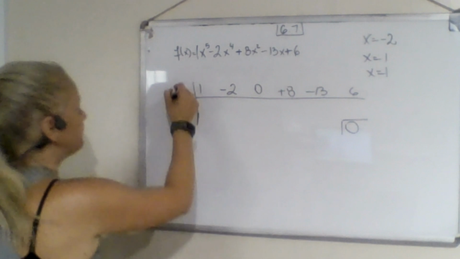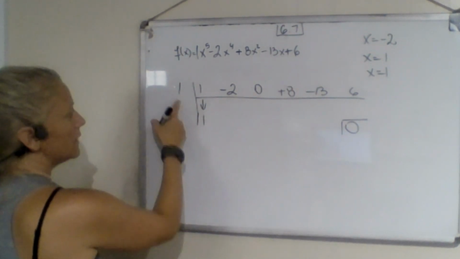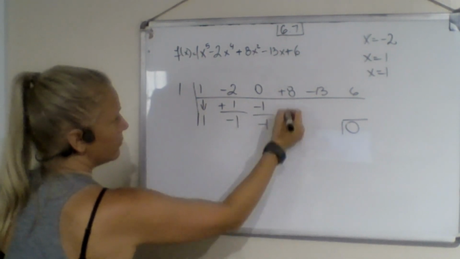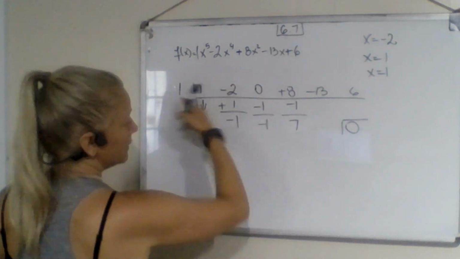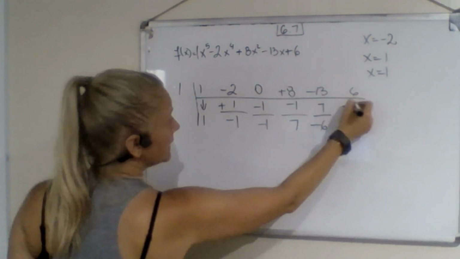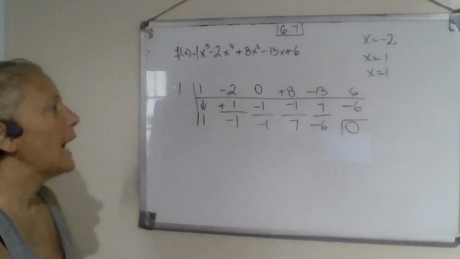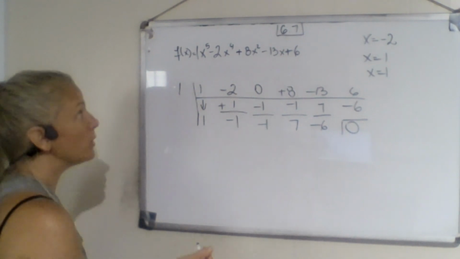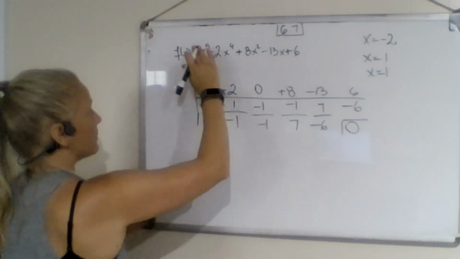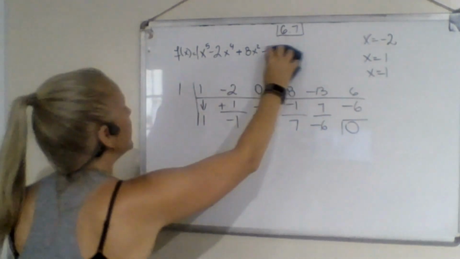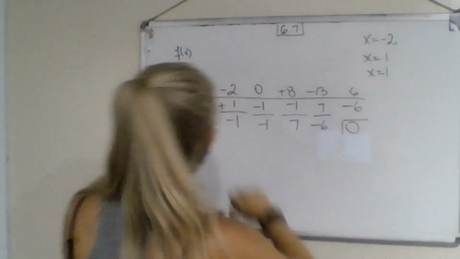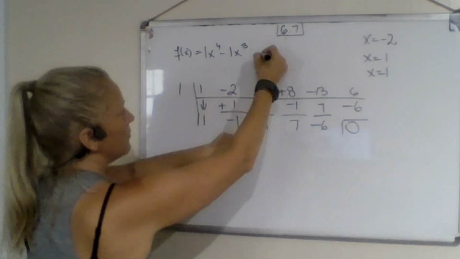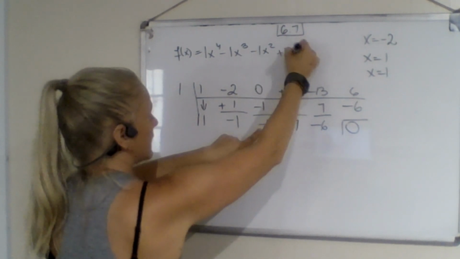I'm going to do 1 first. I'm bringing the 1 down. I get 1 times 1, 1. -2 plus 1, -1, -1, -1, -1, 7, 7, -6, -6. When I add them up, 0. We've done this enough in class. No, we add them, right? -6, 0. So my new polynomial is now, forget about this, I'm going to erase this. I know I'm starting with x to the fourth now. 1 comes down, and it becomes 1x to the fourth minus 1x to the third minus 1x to the second plus 7x minus 6.